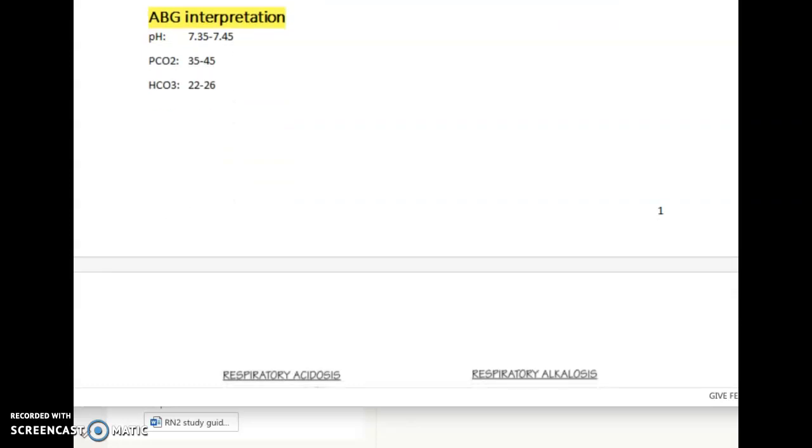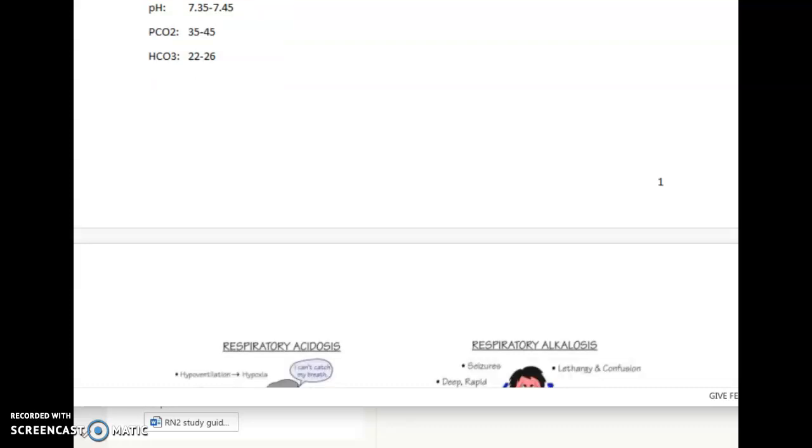ABG interpretations, remember the normal pH is 7.35 to 7.45. Your normal PCO2 levels are 35 to 45, and then your normal HCO3 levels are 22 to 26.